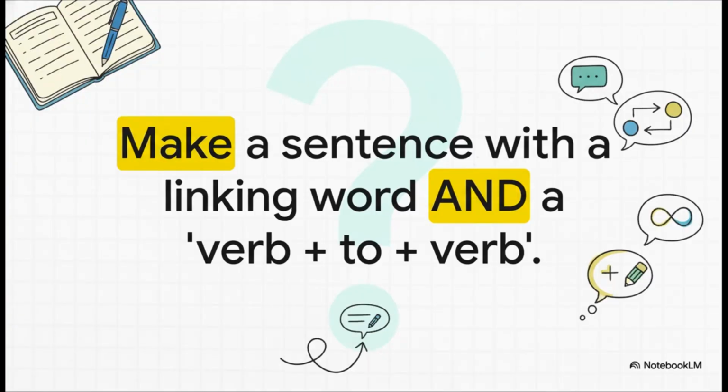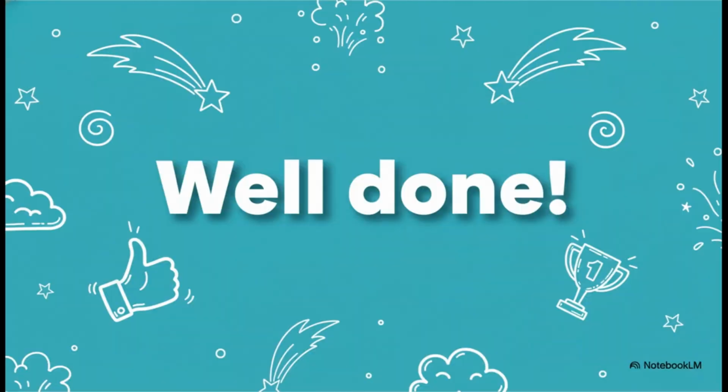Okay, here it is, your big challenge. I want you to make one sentence, but it has to use a linking word like and or so, and it has to use that verb plus to plus verb structure we talked about at the start. I've put an example up for you. Now it's your turn. Go on, give it a try. Maybe even write your sentence in the comments below. I'd love to see them.